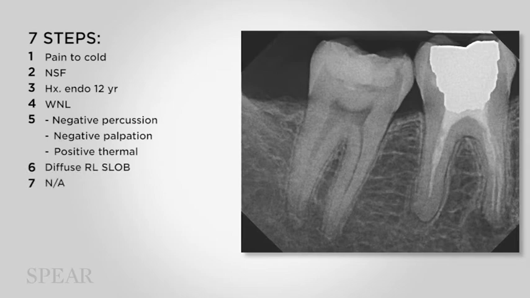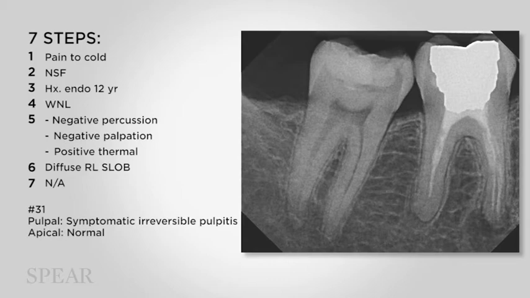No additional tests are needed here, and our diagnosis for this tooth, number 31, is clearly a pulpal diagnosis of symptomatic irreversible pulpitis. This patient had a lot of pain, but the apical diagnosis is normal. These are the ones where you really need to do your pulpal testing because your percussion test will tell you nothing. So that's very important to be aware of that.